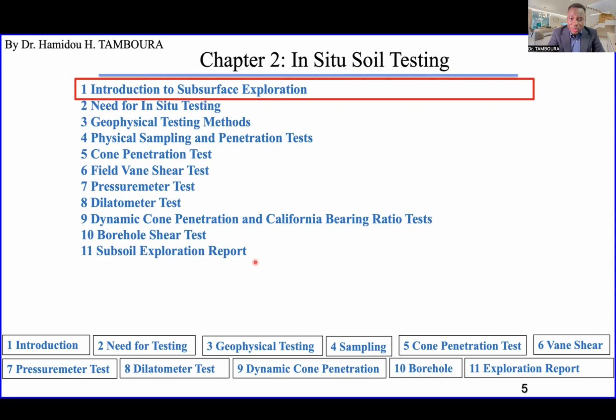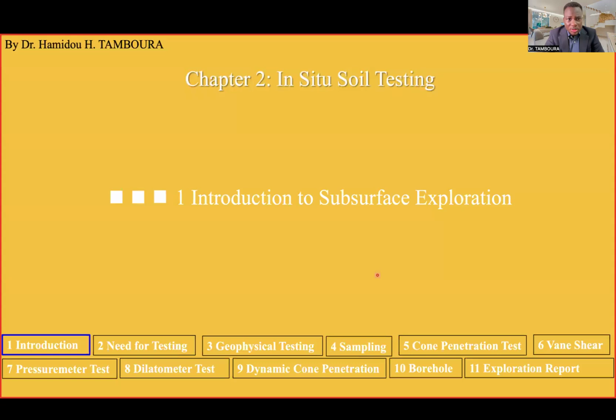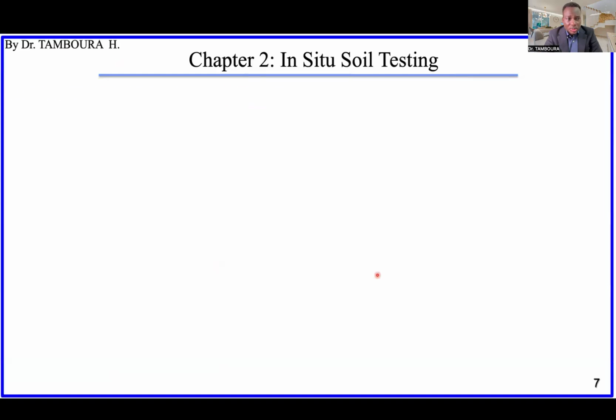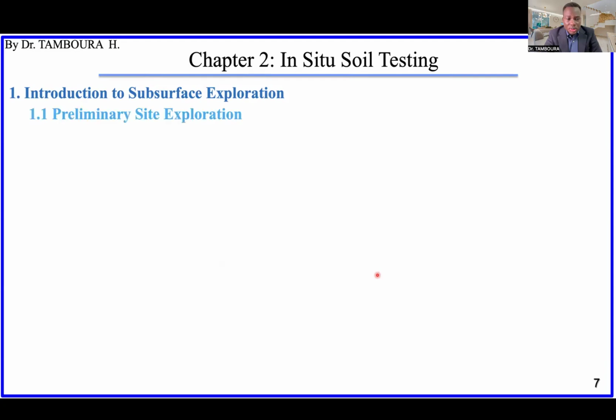Okay, in this video, we will only stay on this first point, the introduction of subsurface exploration. Despite its being an introduction, it covers a lot of things, and I hope you will learn something. Okay, so let's go with the first part of this chapter, the introduction. Introduction to subsurface exploration.